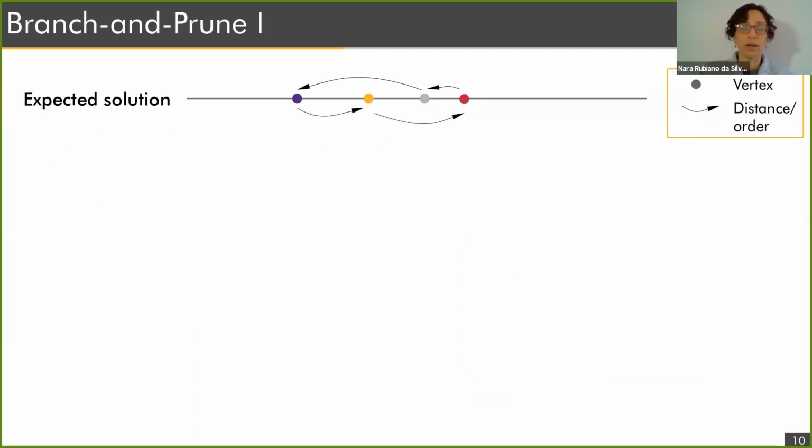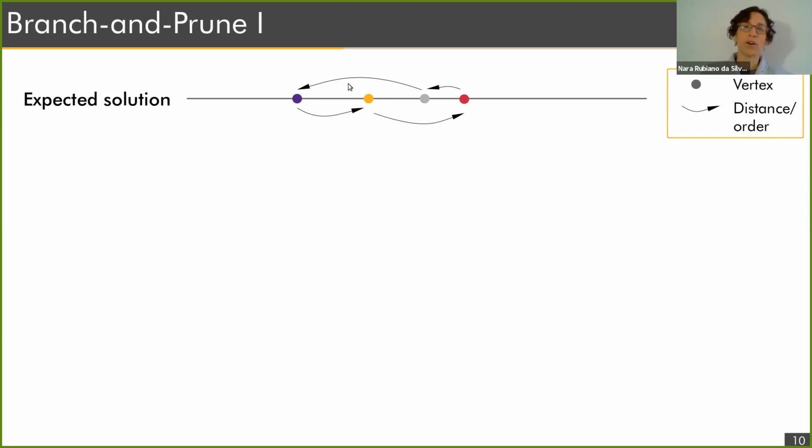One kind of build-up algorithm is the branch and prune algorithm, the one we will be using. To first introduce you to this algorithm, I will use this simplified cartoon to describe it. So let's say we have 4 vertices in our instance here, and a predefined order: starting from the gray to the purple, then to the yellow, then to the red one. And in this first line, I show you the expected solution of our instance.